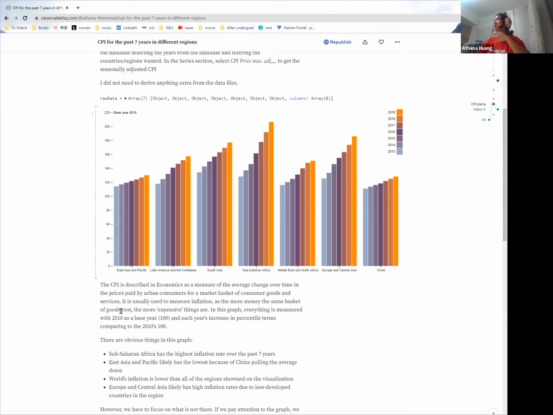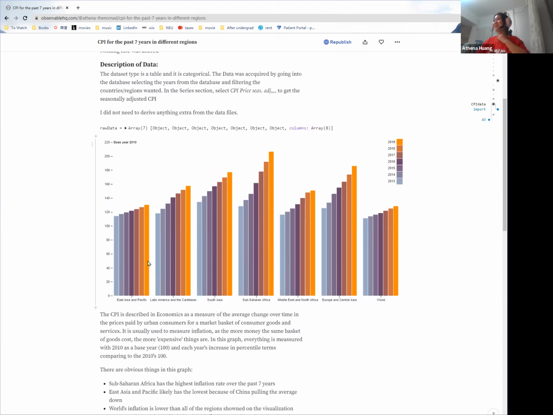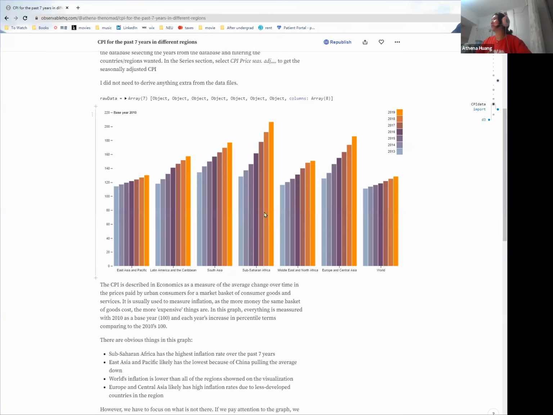I have a more detailed description of what the CPI is in the actual notebook, so I'm just going to go ahead and proceed with my insights. Here you can see, obviously, sub-Saharan Africa as a region has the highest CPI rise over the years, and Europe and Central Asia is in second place, probably because of the less privileged areas in that region. You can see from this graph that the closest to the world CPI is that of East Asia and Pacific islands, which makes sense because China has a really big say in what inflation is.